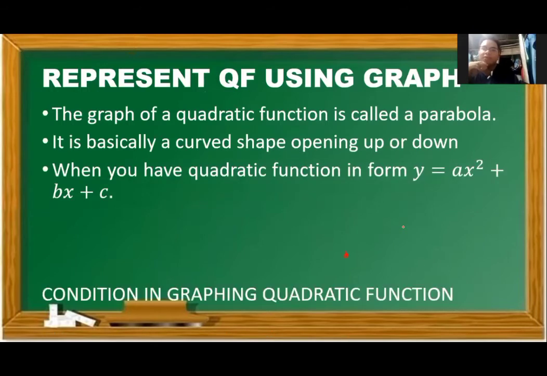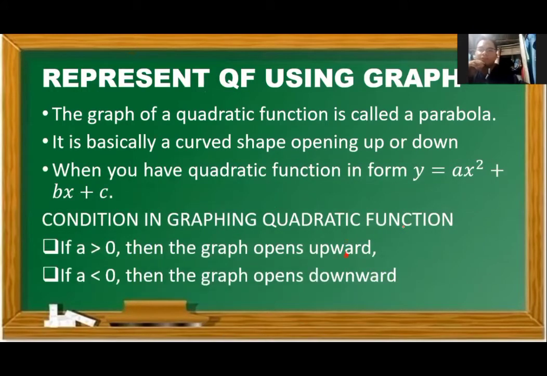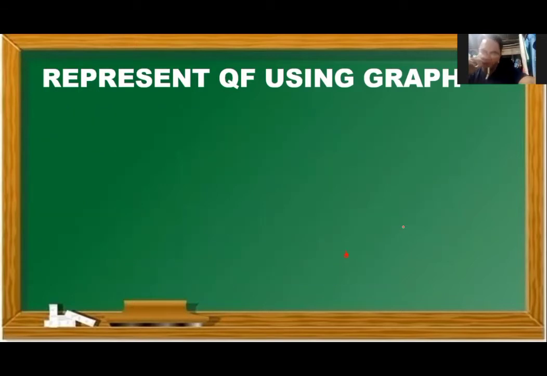Okay, the graph of a quadratic function. The graph of a quadratic function is called a parabola. It is basically a curved shape opening up or down. It's when you have a quadratic function in the form y equals ax squared plus bx plus c. So, the condition in graphing a quadratic function: if a is greater than 0, then the graph opens upward, and if a is less than 0, then the graph opens downward.